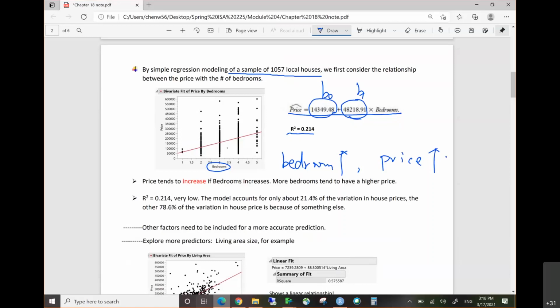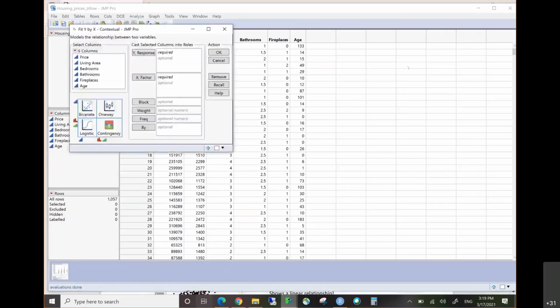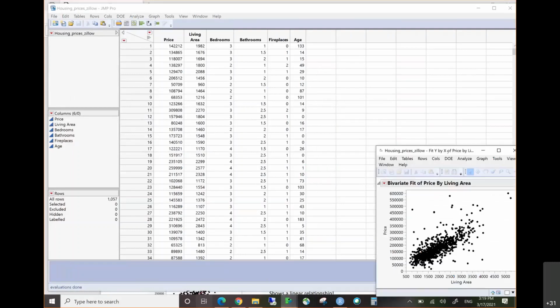All right. So now we say the number of bedrooms may not be enough for you to make an accurate prediction about the house price. Then we want to consider some other factors. So now let's come back to our data set. Except the bedrooms, I think the living area may be another factor, right? The living area may have some relationship with the house price. And again, let's just explore the relationship between the living area and the price.